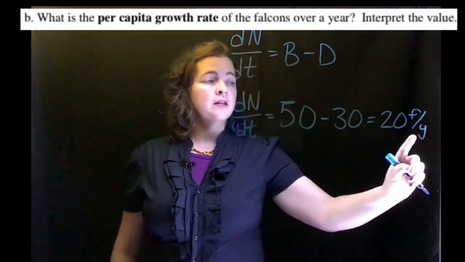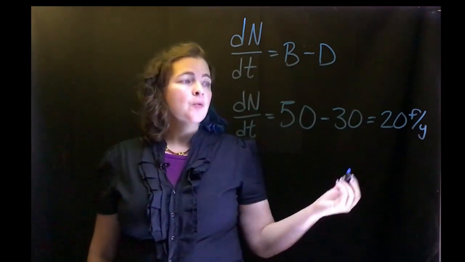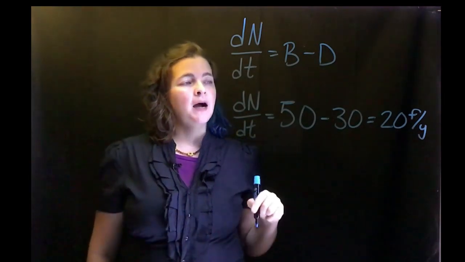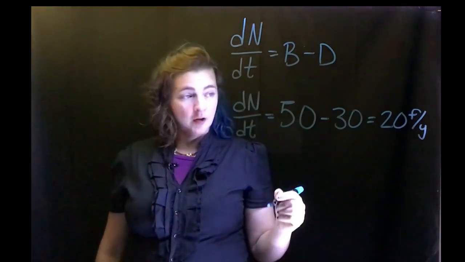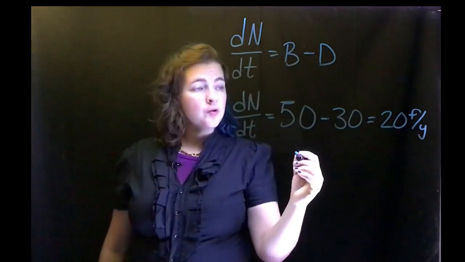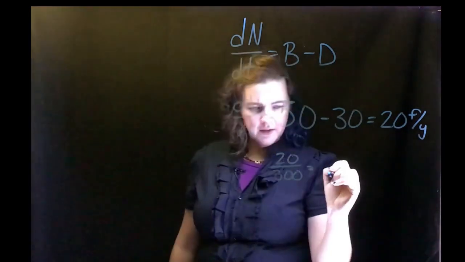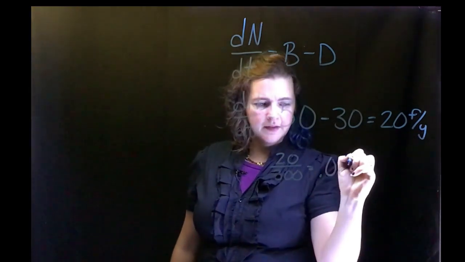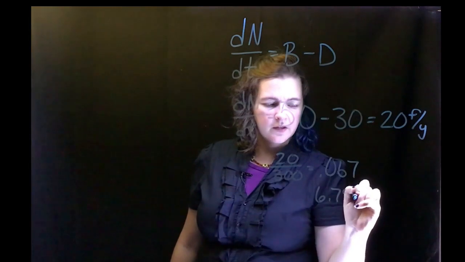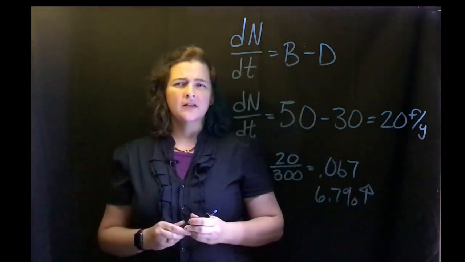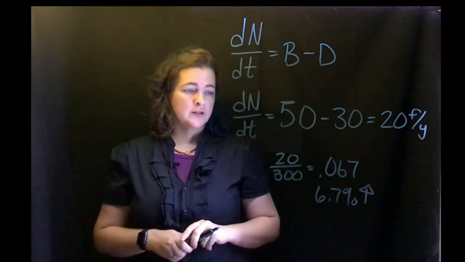So this is for the entire population. If we want the per capita, we would need to take this 20 and divide it by the total amount in the population, and there are 300 falcons. So we are going to get 20 divided by 300, giving us 0.067, or a 6.7% increase.